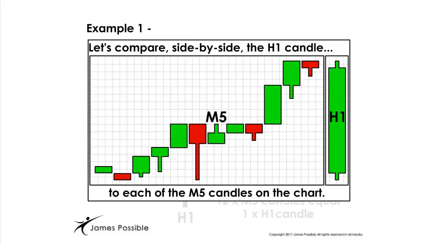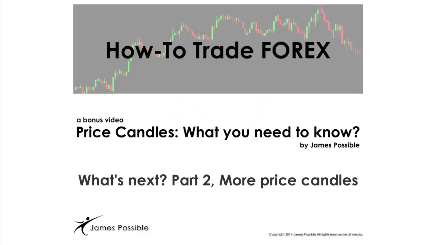Keep in mind that there's an infinite number of ways that the M5 candles could actually play out or move to create the very same H1 candle. In the next video, we're going to go a little deeper into this. I'm going to show you some more variations. Then I'm going to talk about different time frames. I'm going to take you from not just the M5 but the M1, the M15, so you can have a really good sense when you're looking at the different time frames.